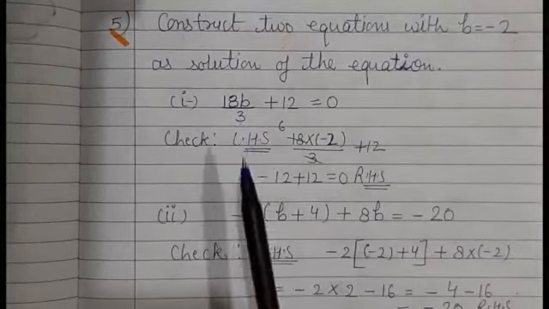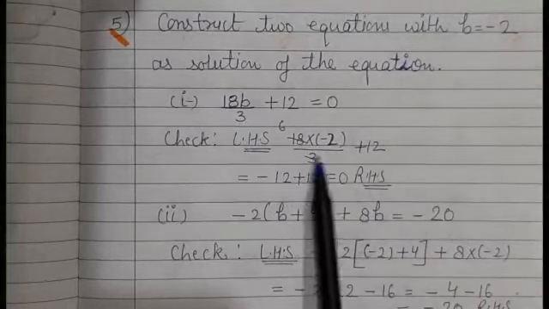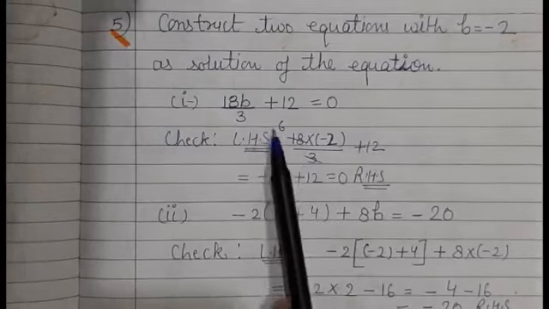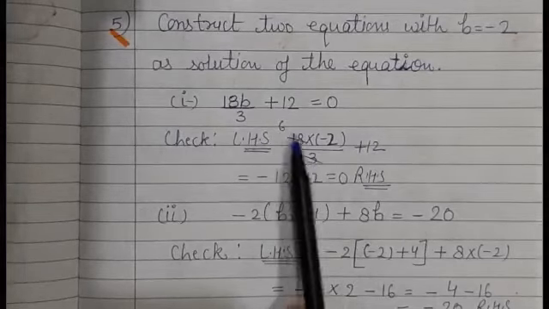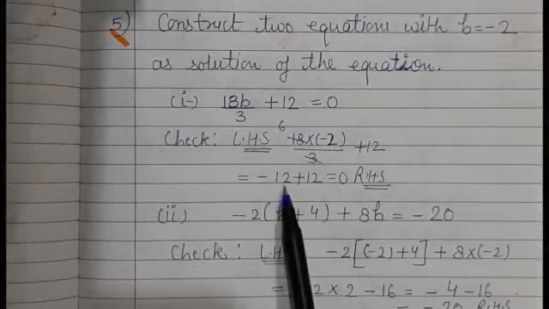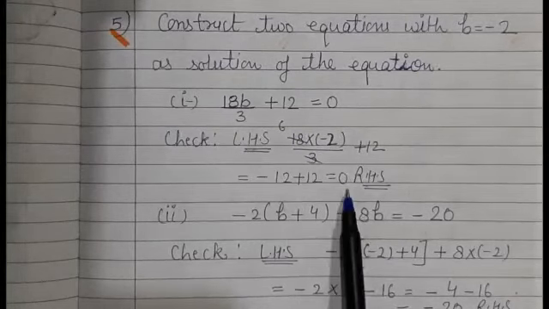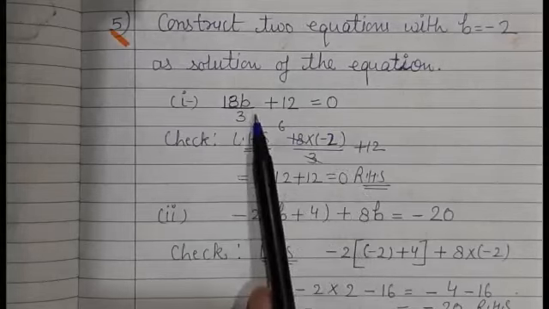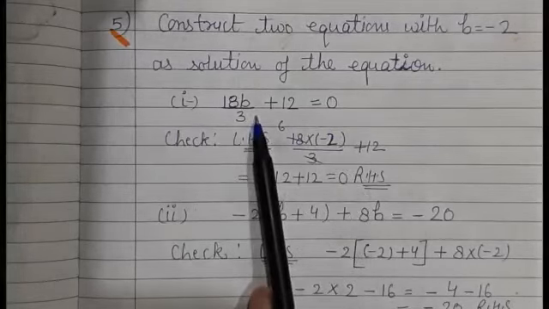When we put 18 into minus 2 by 3 plus 12 in the left-hand side and solve, 3 sixes are 18, 6 twos are 12, so it will be minus 12 plus 12 becomes 0, equal to the right-hand side. So this equation which I have made is correct, right?